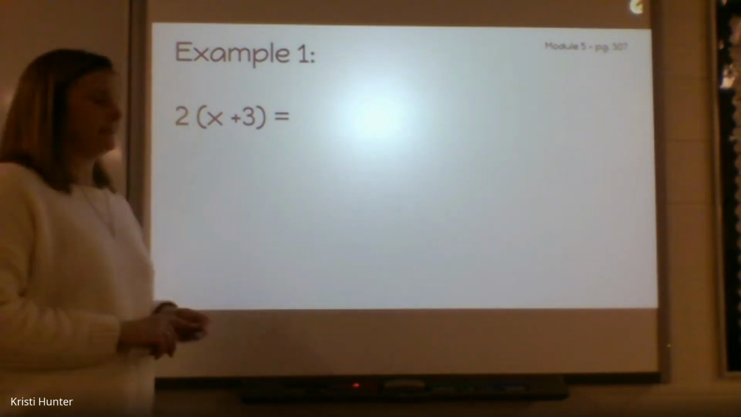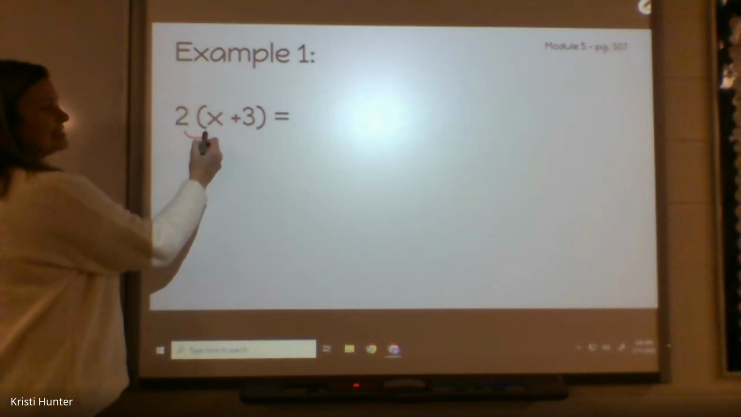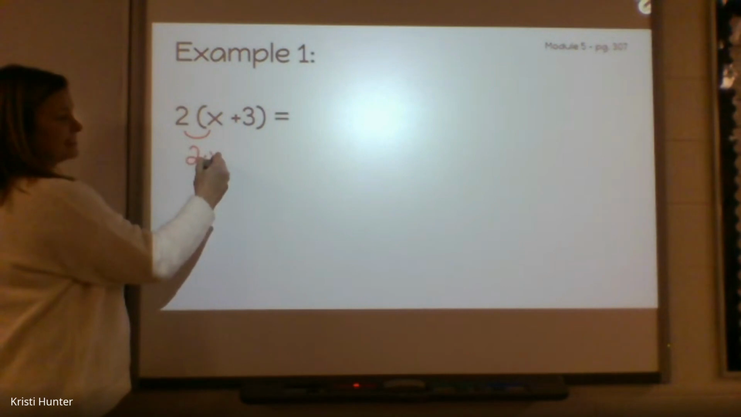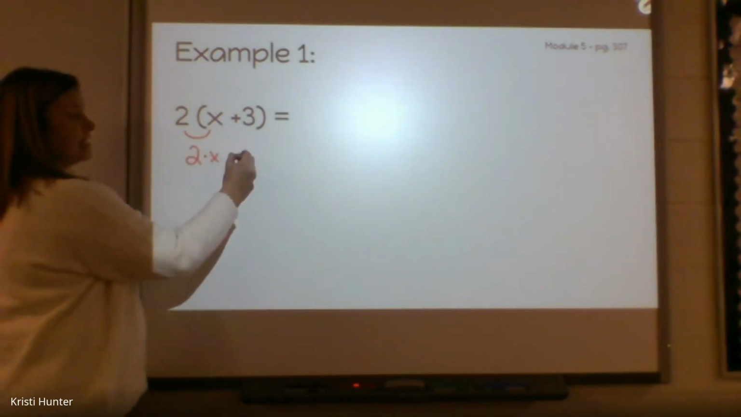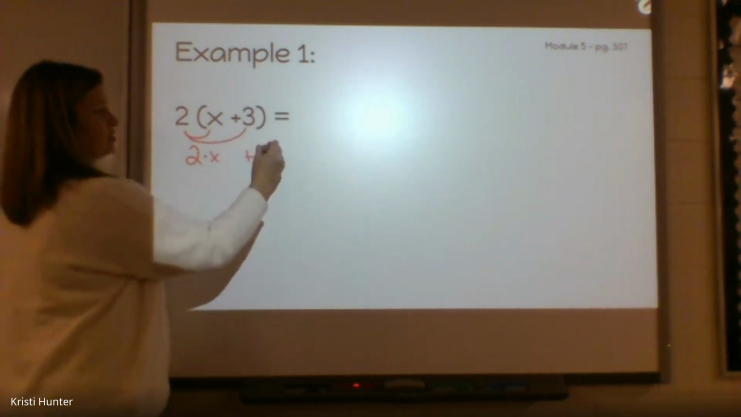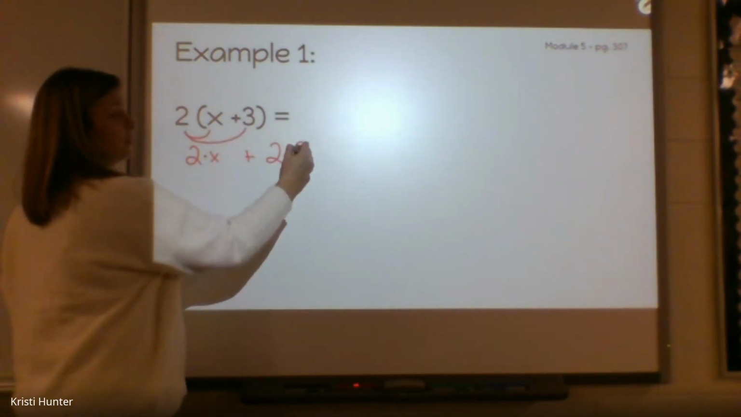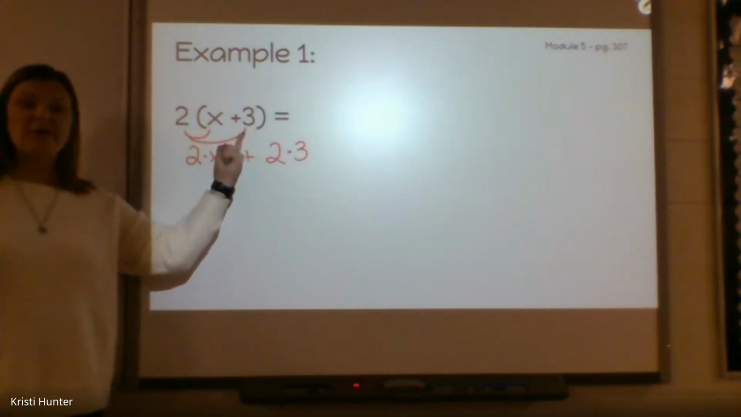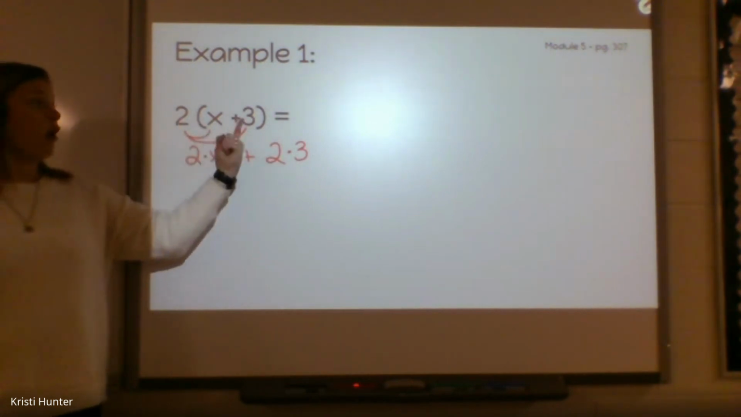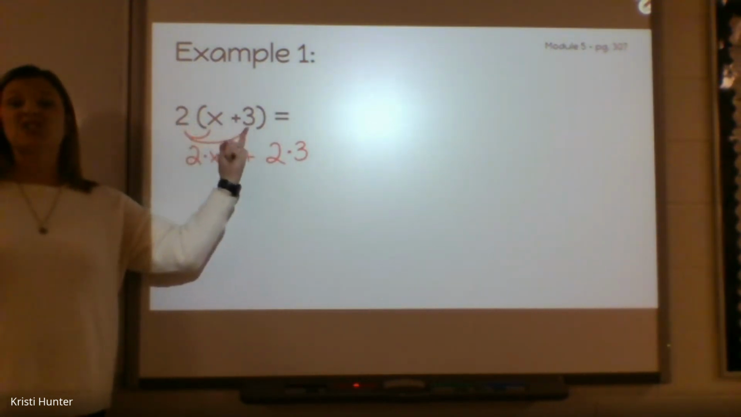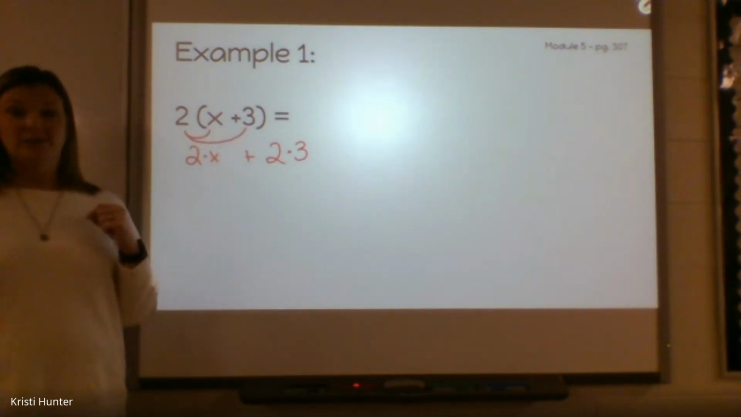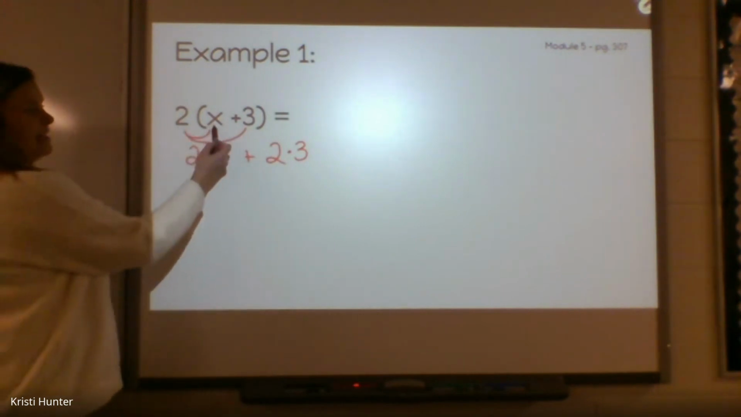So here's what's going to happen. My 2 is going to go to the x. So I'm going to have 2 times x, plus, I've also got to take the 2 and give it to the 3. So 2 times 3. This way, everything in my parentheses got the 2 as well. Just like all of the students, think about this. If these terms are my students, then everybody got 2 cupcakes. So in this case, everybody got the number 2.